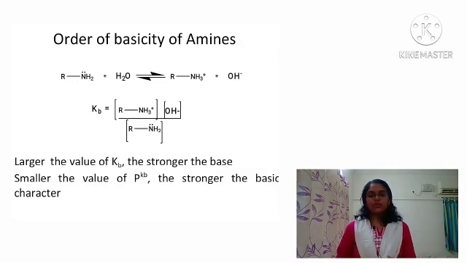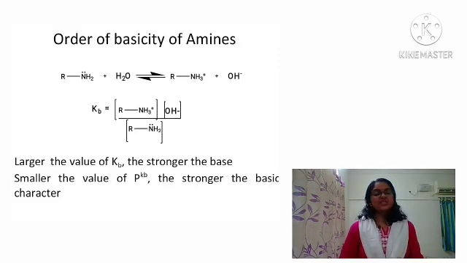Next we have to discuss which is more basic, that is, out of primary, secondary and tertiary, which is more basic in nature. To compare the basic strength of primary, secondary and tertiary amines, we react the primary, secondary or tertiary amine with water. Each has the capacity to form alkyl ammonium hydroxide. But the formation of alkyl ammonium hydroxide for primary, secondary and tertiary amines will be different. By considering the formation of alkyl ammonium hydroxide as an equilibrium reaction, and finding the equilibrium constant experimentally, we can find out the basic strength of each amine.